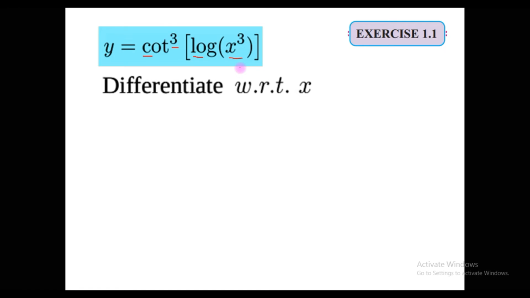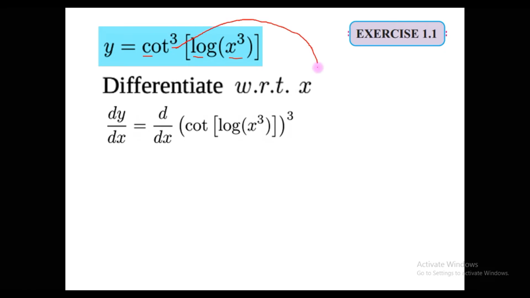So we should write, differentiate with respect to x. All students look at this sum very carefully. It's dy by dx is equal to d by dx of, see I have simplified this. This cube is actually the whole bracket cube. So this has to be dealt with first because this is the outermost function. Okay, so d by dx of cot of log of x cube, and cube of this whole bracket.